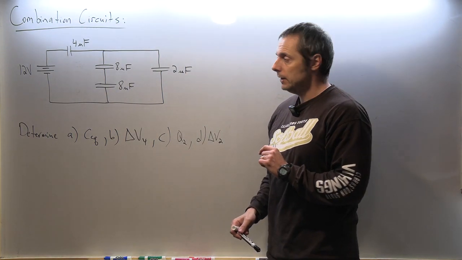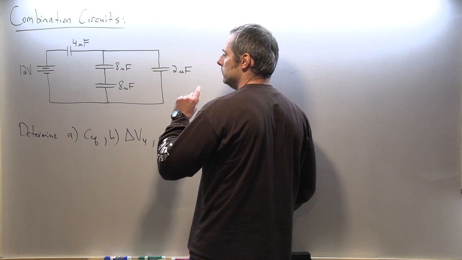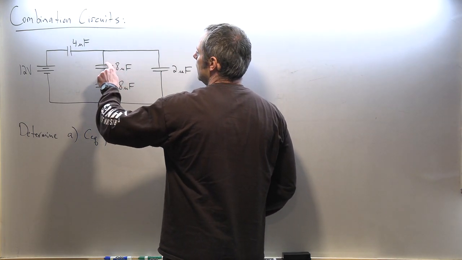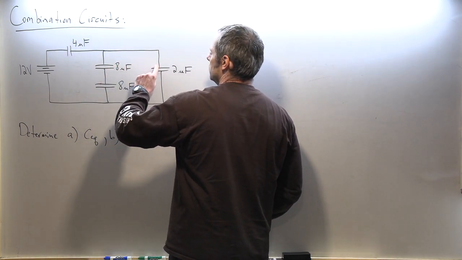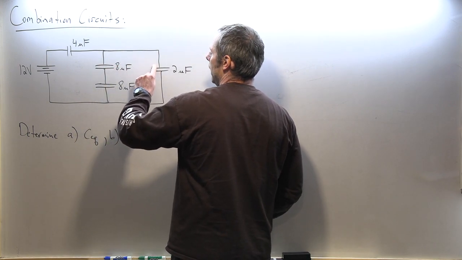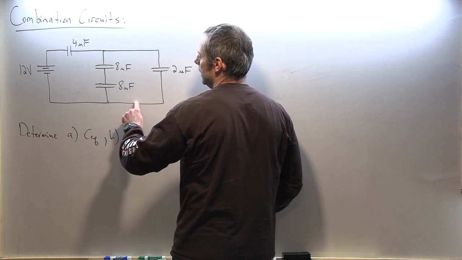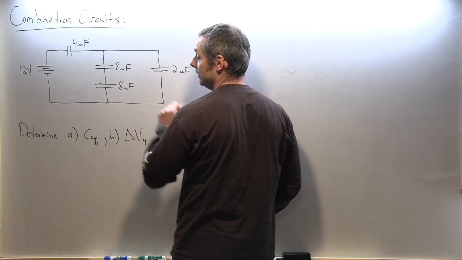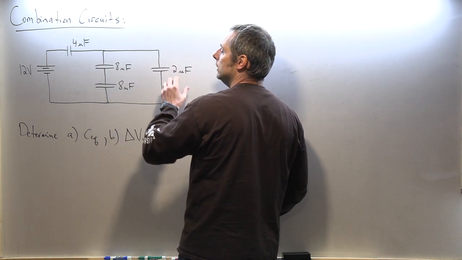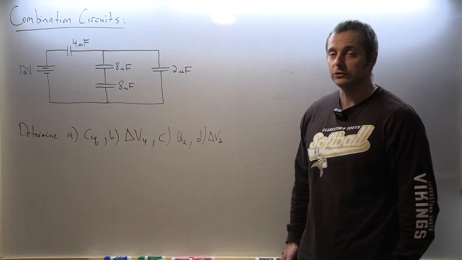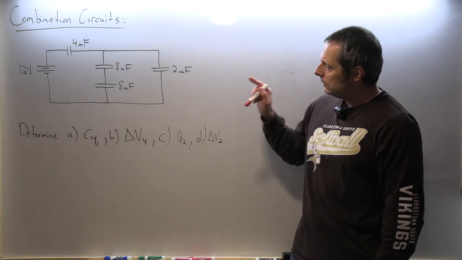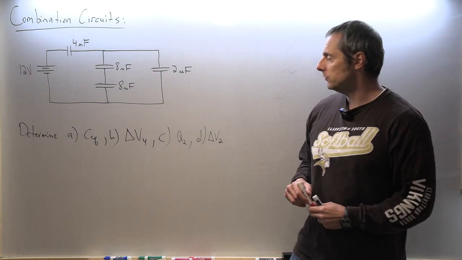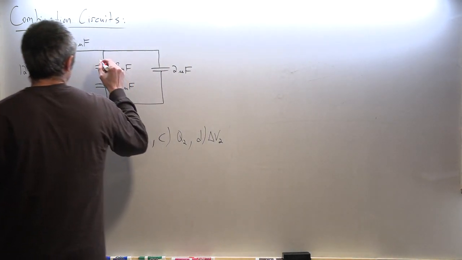Also not true. Because in order for things to be truly in parallel, the two positive sides have to be connected with only wires, and then the two negative sides are not connected with wires. There's this in the way. So these are not truly in parallel. They don't share the same voltage. The place we must start to simplify this circuit is right here.